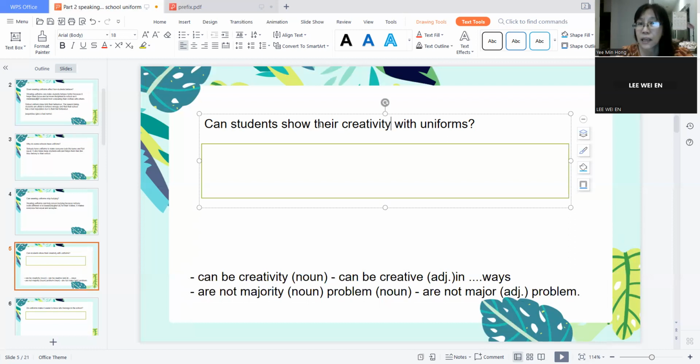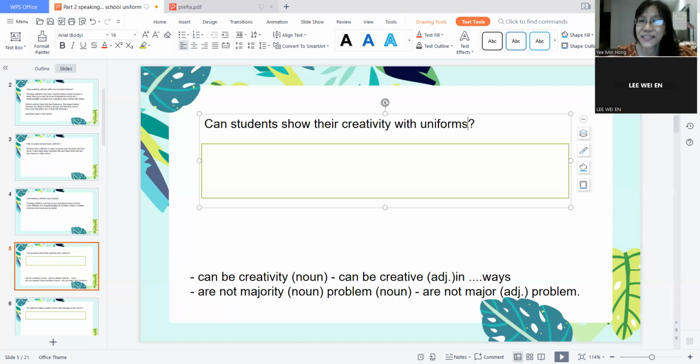So you say that they can show their creativity through uniform. How? Because in uniform everyone is the same. Creativity basically means everyone has their own unique presentation, unique expression of the way they wear. Am I right? But uniform is basically everyone the same. So how do you show creativity?